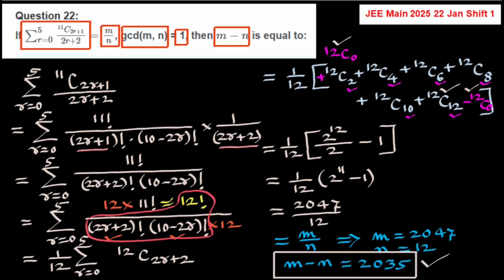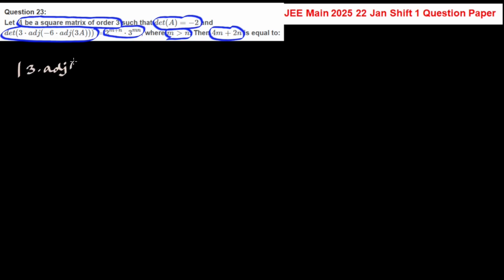The correct answer. A is a square matrix of order 3 and determinant of A is minus 2, and this determinant expression is given whose value is 2 raised to m plus n into 3 raised to mn, where m should be greater than n, and we have to find the value of 4m plus 2n. Let us write the given expression in the determinant form. Determinant of 3 adjoint of minus 6 into adjoint of 3A.